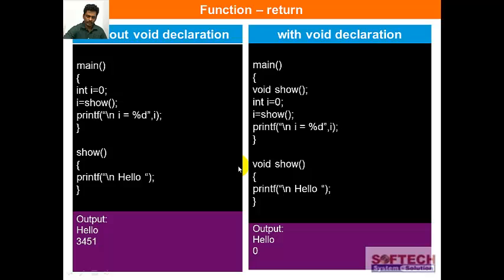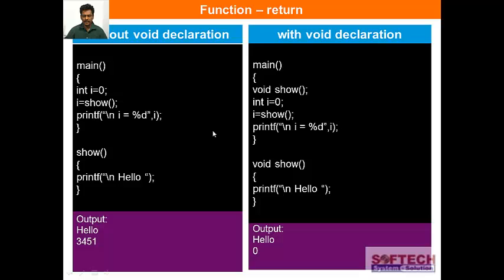Function return. Now we discuss the function return. A function can return only one value at a time. We just put return of one value or one variable.